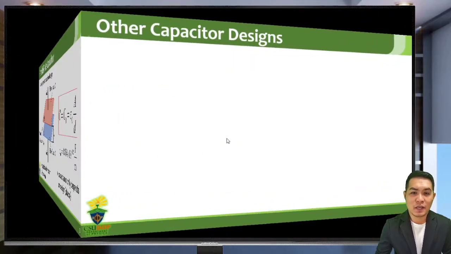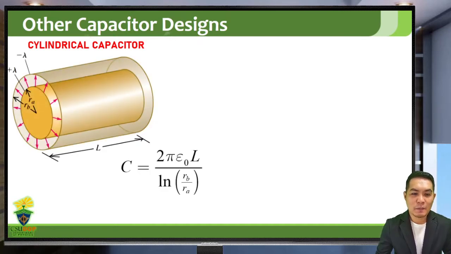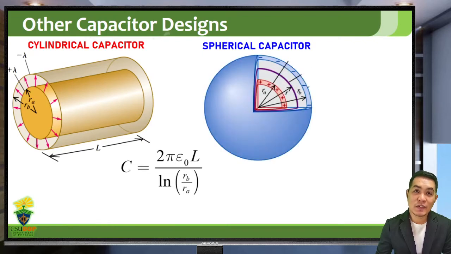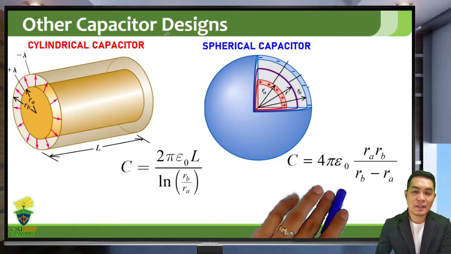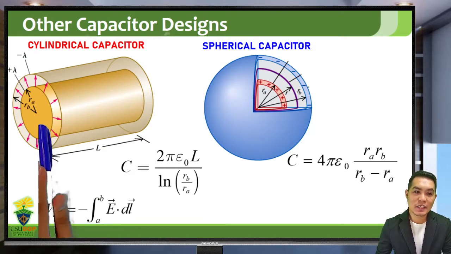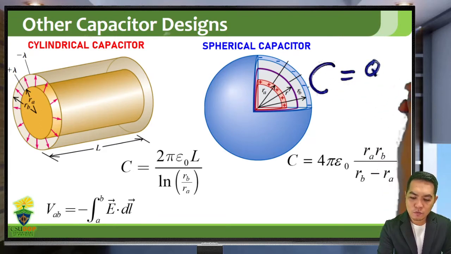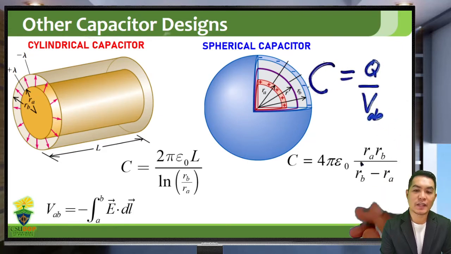There are also other capacitor designs, such as the cylindrical capacitor, which is just a parallel plate capacitor rolled into a cylinder. And the capacitance is given by this equation. L is the length of the cylindrical capacitor, and Ra and Rb are the inner and outer radius of your cylindrical capacitor. Similarly, for a spherical capacitor, the capacitance is given as this one. In order to obtain this result, you first need to find the electric field of this cylindrical capacitor and this spherical capacitor, and that is done using Gauss's law. Once you obtain the electric field, you can find the potential difference between the two plates of the capacitor. Then to solve for the capacitance, you just use Q over V. If you already know the potential difference Vab, then Q over Vab is your capacitance.